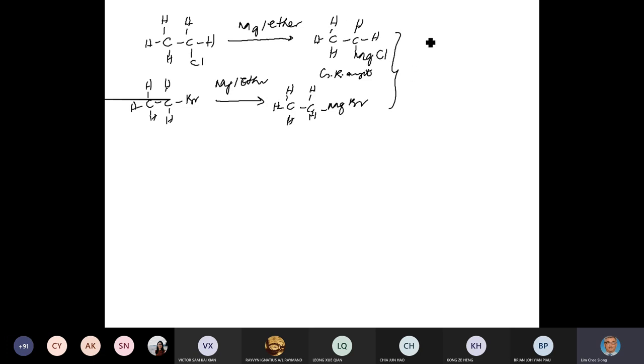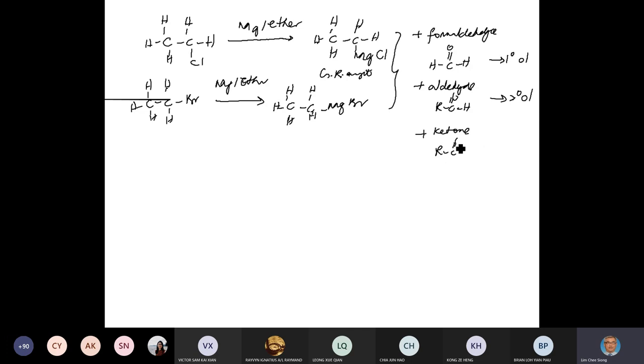Way number one is this Grignard reagent being added with formaldehyde. Finally, it can form the primary alcohol. You get my point? Then afterwards, if you add it with aldehyde, you can form the secondary alcohol. If you put it with the ketone, you are able to form a tertiary alcohol. So this is common sense for you. Common sense.